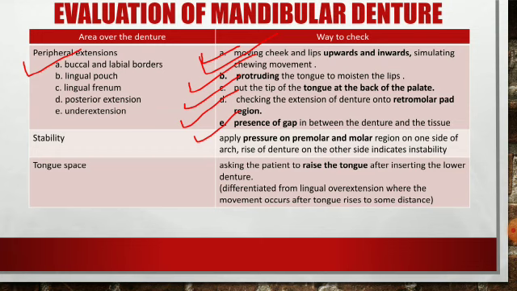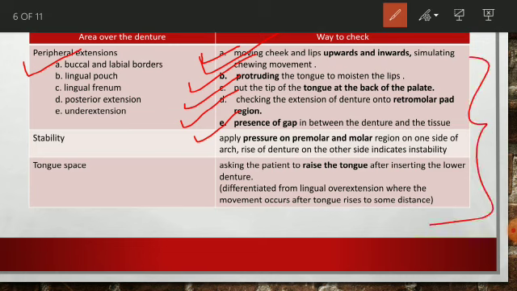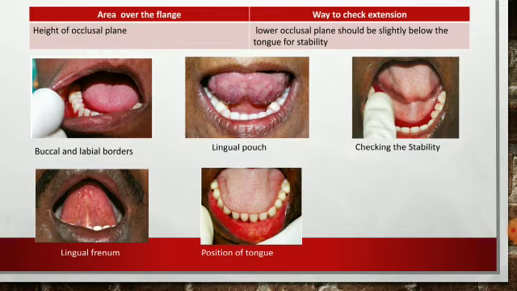Clear? Next, tongue space. You ask the patient to raise the tongue after inserting the lower denture. In any of these movements, if the denture lifts up, this means that the respective area is overextended. Next, height of the occlusal plane. The lower occlusal plane should be slightly below the tongue for stability.